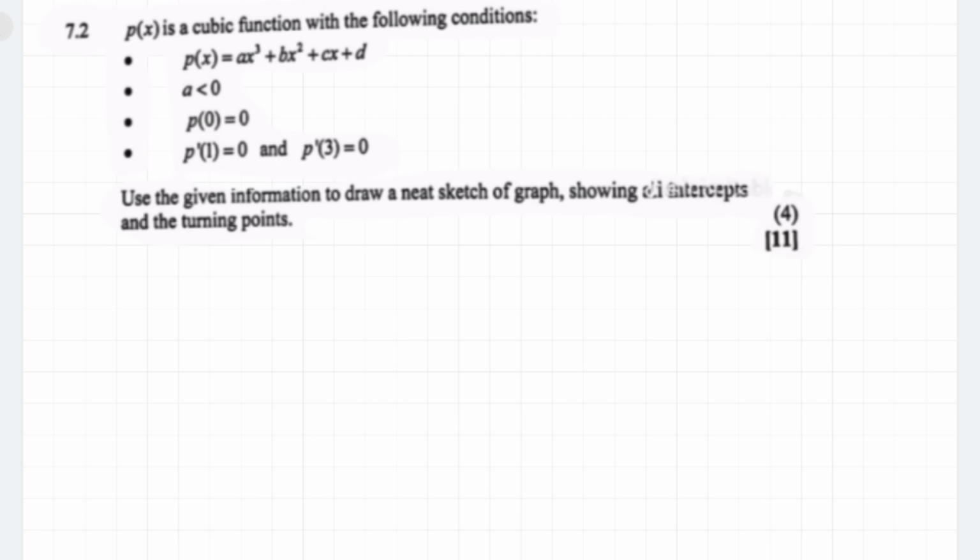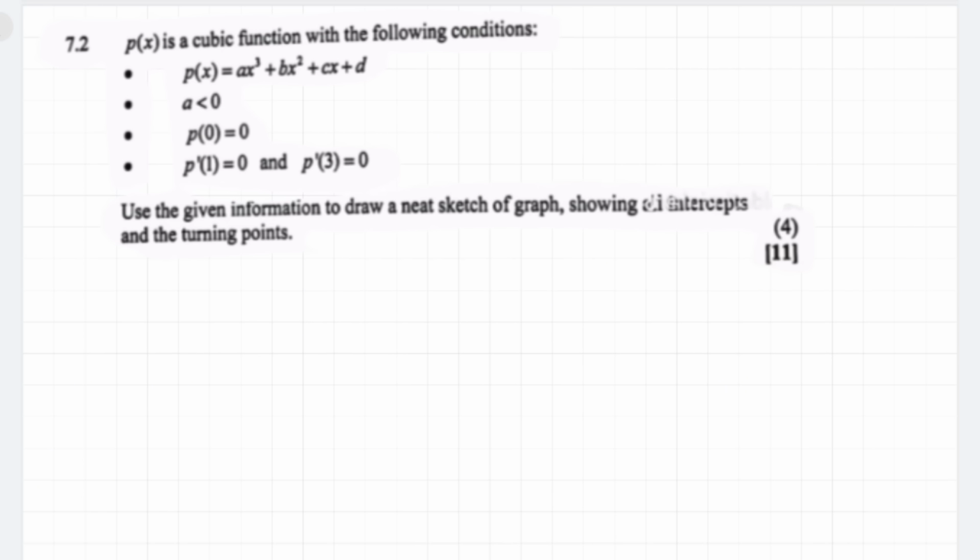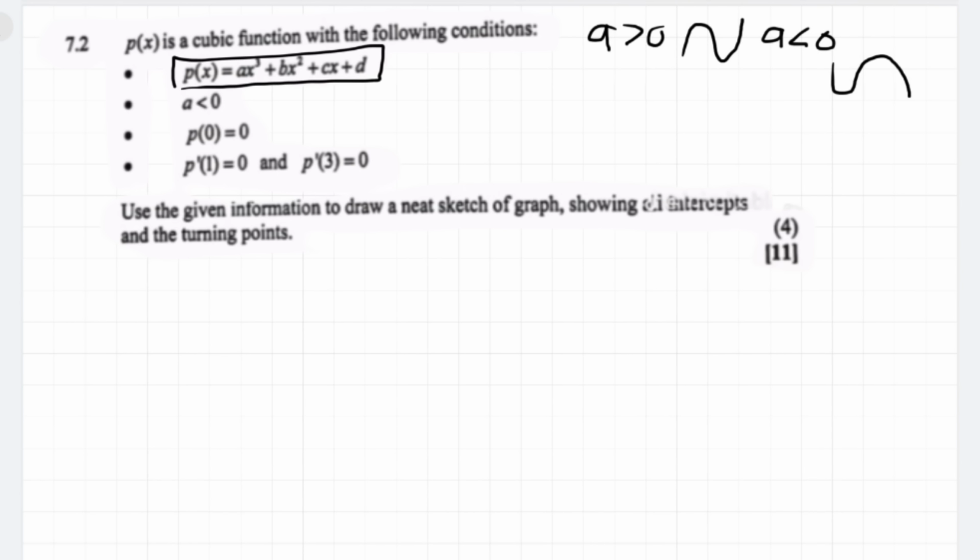So our next question, gentlemen, is 7.2. P of x is a cubic function. First, let me just explain this before we go far. We know that when we have a cubic, if our a is positive, it's going to be concave up. It's going to start down and go up just like this. If a is less than 0, our graph is going to be concave down. It's going to go up first but goes down at the top. That's something that you need to know. So they say P of x is given this equation, and then they say a is equal to, so we know that our graph is going to be just like that.